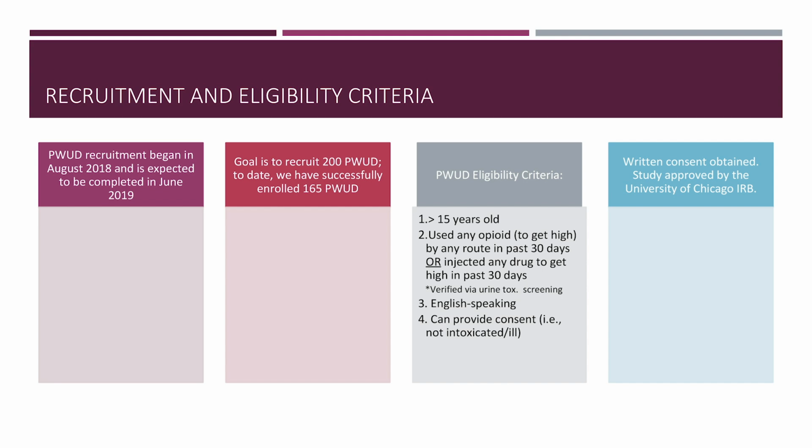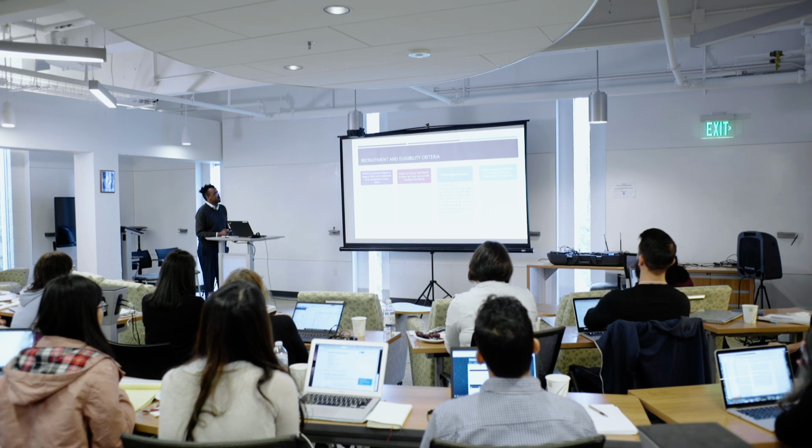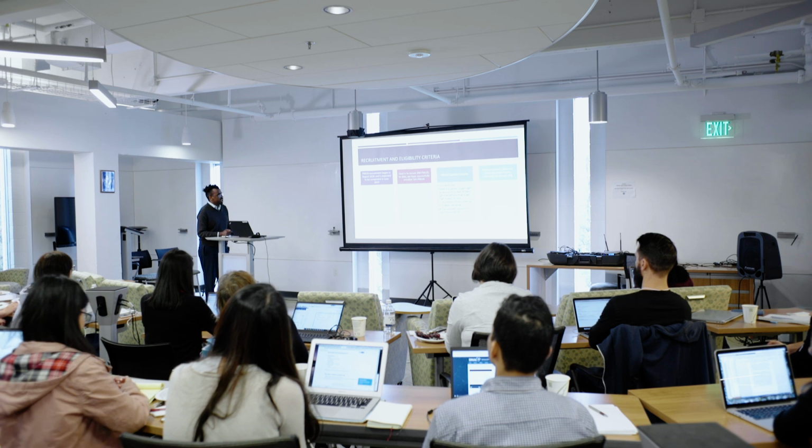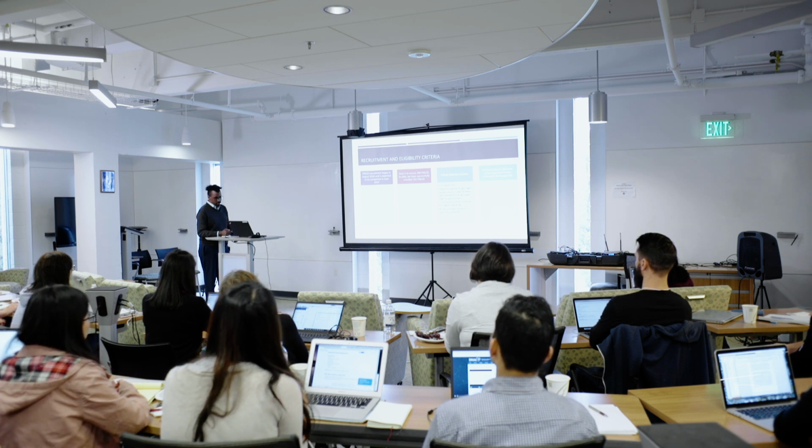Here's the criteria. I won't really get into too much of this. I actually don't think we've recruited anybody who's been under 18 years old, but the main thing that we focused on here was making sure that they used any opioid to get high by any route. This could be injection, snorting, smoking, etc., or if they injected any drug at all in the past 30 days to get high. And we verify this via a urine tox test. Otherwise, just note that we obtained written consent and that this study was approved by the University of Chicago as well as Southern Illinois University.